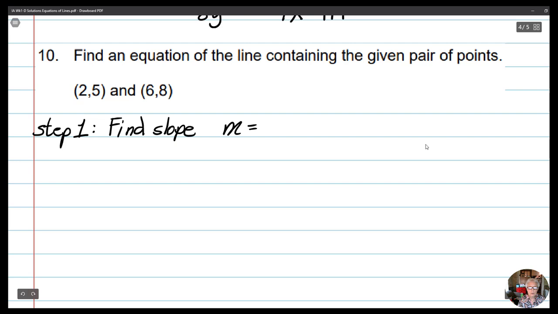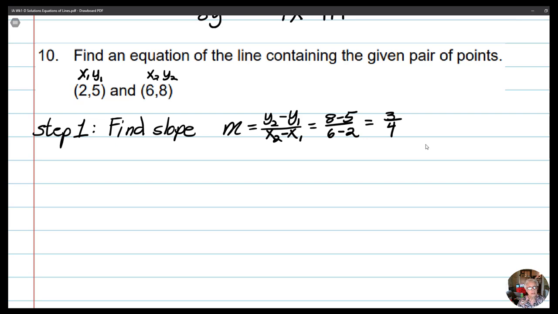M equals y2 minus y1 over x2 minus x1. x1, y1, x2, y2. So that'll be 8 minus 5 over 6 minus 2. So that'll be 3 over 4. Our slope is 3/4.